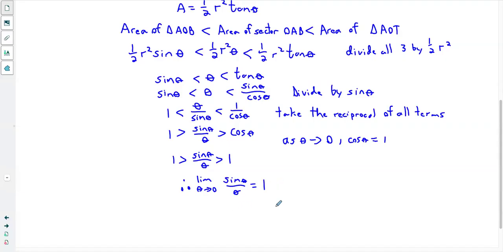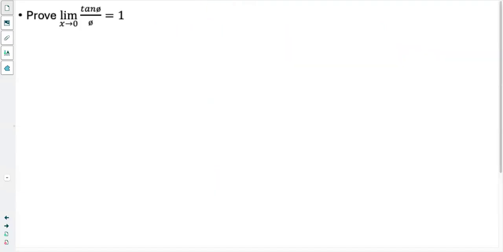Okay, so that was the first of the three proofs. Next, we're going to prove the tan one. Now, this one isn't as long of a proof. So we're going to prove our limit as x goes to 0 of tan theta over theta equals 1.